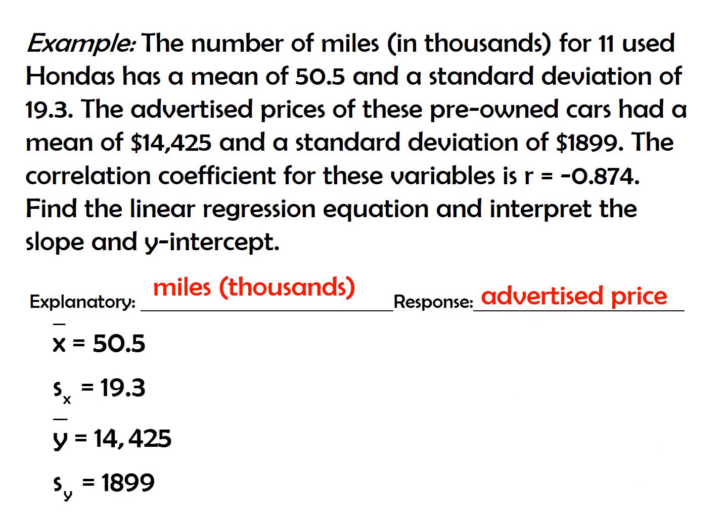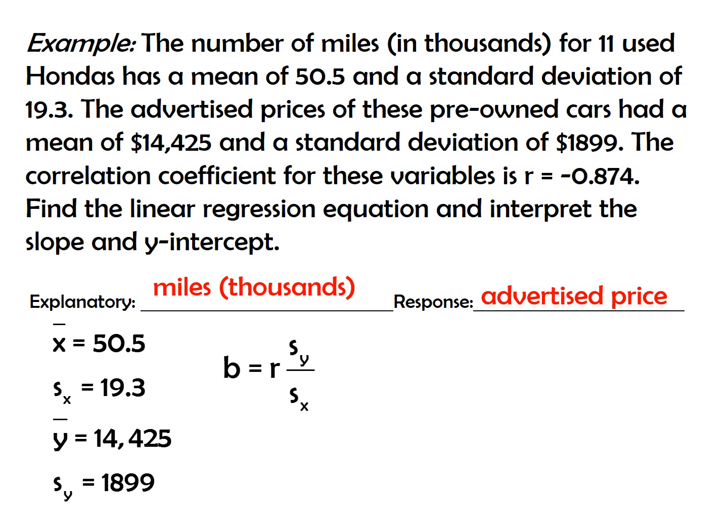So now that we've done that, we can go back to the problem and label the appropriate values. 50.5 is the mean of the number of miles, so it's got to be x bar, and its corresponding standard deviation is 19.3. The mean of all of the prices is 14,425, and the corresponding standard deviation is 1,899.